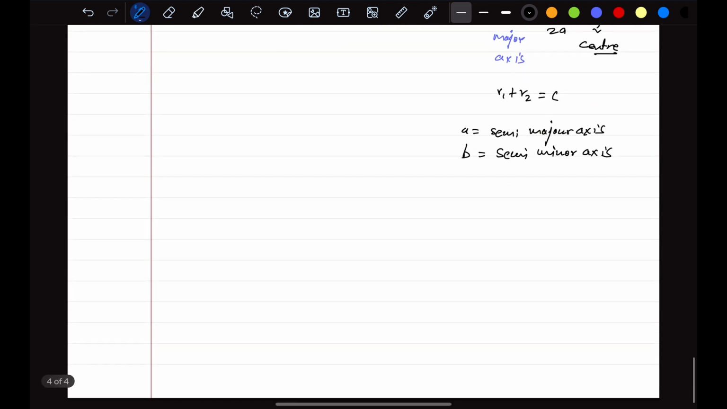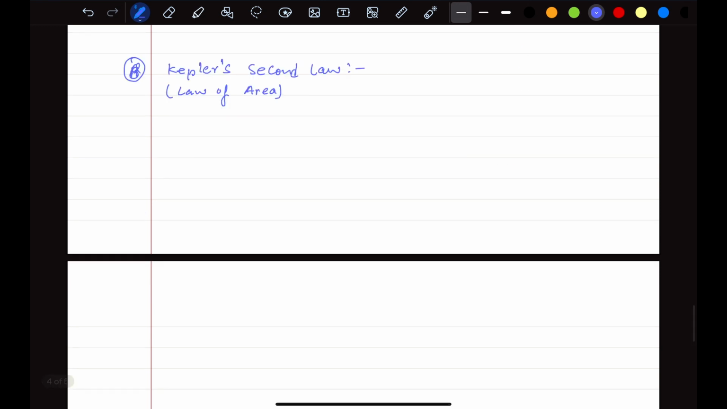Now let's move to the second law of Kepler. The first law is based on the data that Kepler collected, so there is no proof for that. For the second law, we are going to prove it using Newton's law of gravitation. Kepler's second law is also called the law of area.